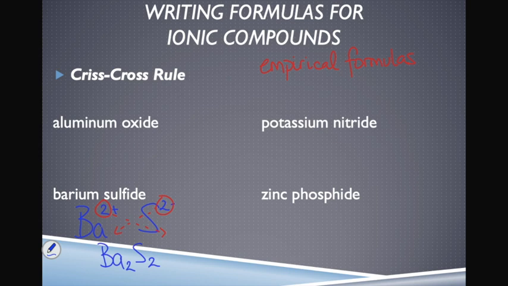A 2:2 ratio simplifies to 1:1. So instead of saying 2 bariums and 2 sulfurs, I could say I've got 1 barium and 1 sulfur. And isn't that nice? Because I actually don't have to write a subscript at all. Because we don't write ones, right? So that will be one last step you need to take care of with this cross and drop or crisscross rule, is that you will need to double check that you have simplified your ratio of cation to anion.